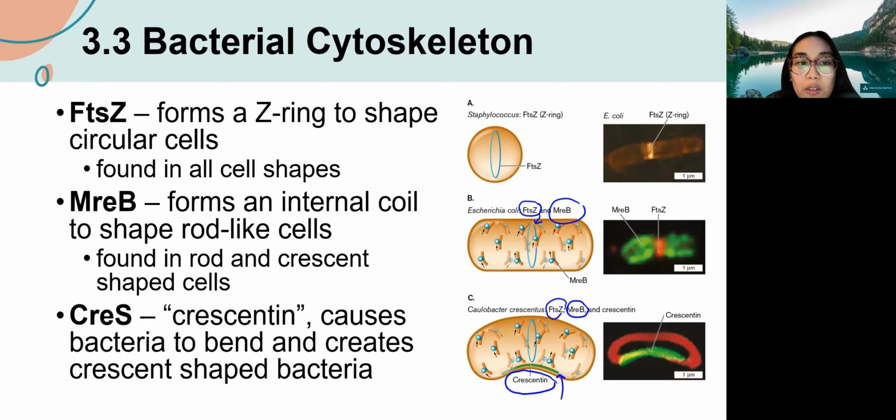All right, so that's pretty much it for the proteins in the bacterial cytoskeleton. And that is it for 3.3. So now we're going to move on to 3.4.